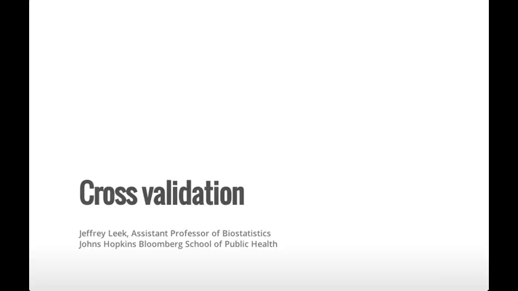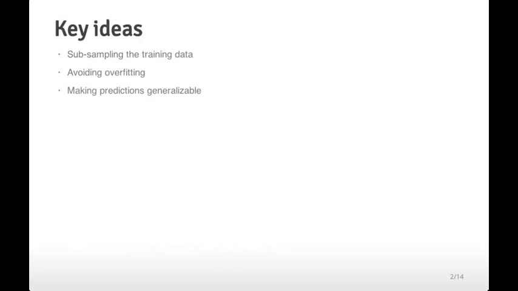This lecture is about cross-validation. This is a way that you can estimate the out-of-sample error rate for predictive functions that you're building. So the key ideas here are that we're going to be taking the training data. Remember that we broke our data set up into a training data set, a test data set, and maybe a validation data set. And here we're just going to be focusing on the training data.